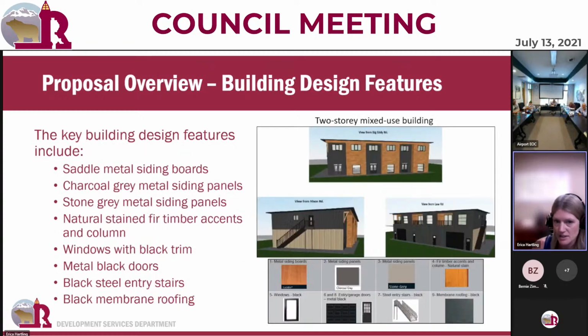So for the building design features, just showing what the siding would be, metal siding boards in a saddle. They've proposed charcoal gray metal siding panels, stone gray metal siding panels, and then there are some fir timber accents and columns, which are in a natural stain. All windows would have black trim, and all the doors are also metal black doors, for the garage doors in the rear and the front doors at the commercial entrance. The stairs on the side would be steel entry stairs finished in black, and then there's also black membrane roofing.